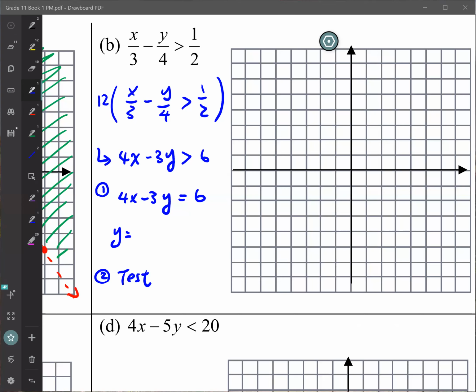You got it yet? I got it. Yeah, what is it? y equals 4/3 x minus 2. Okay, very good. You got it.